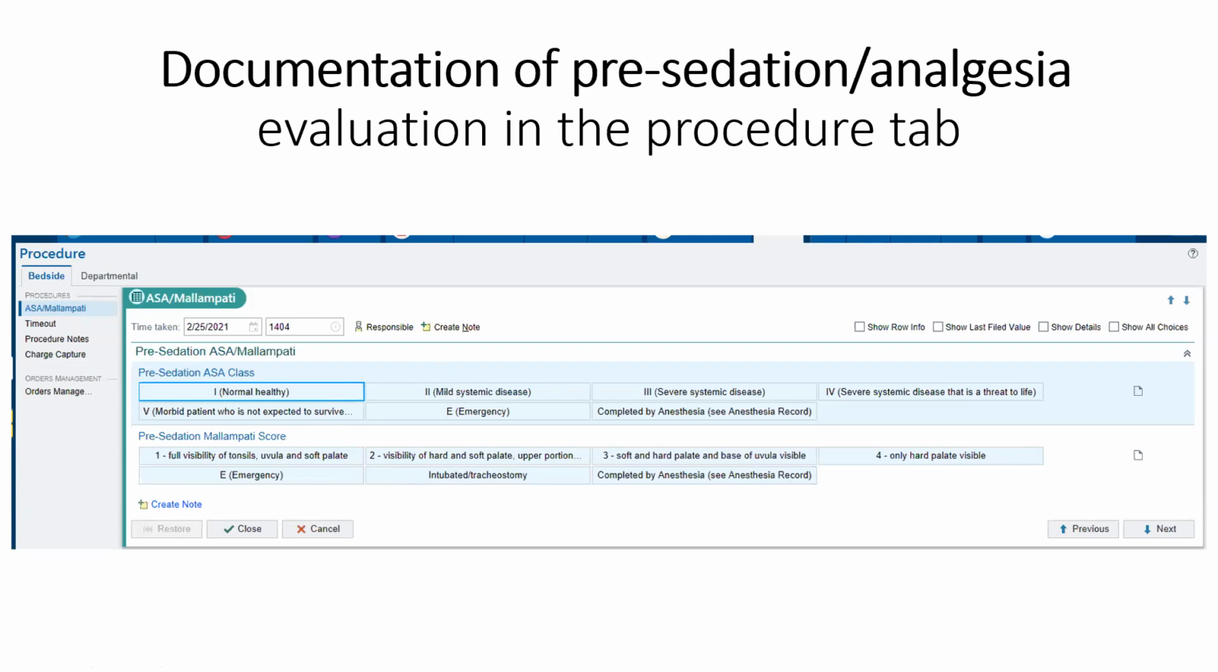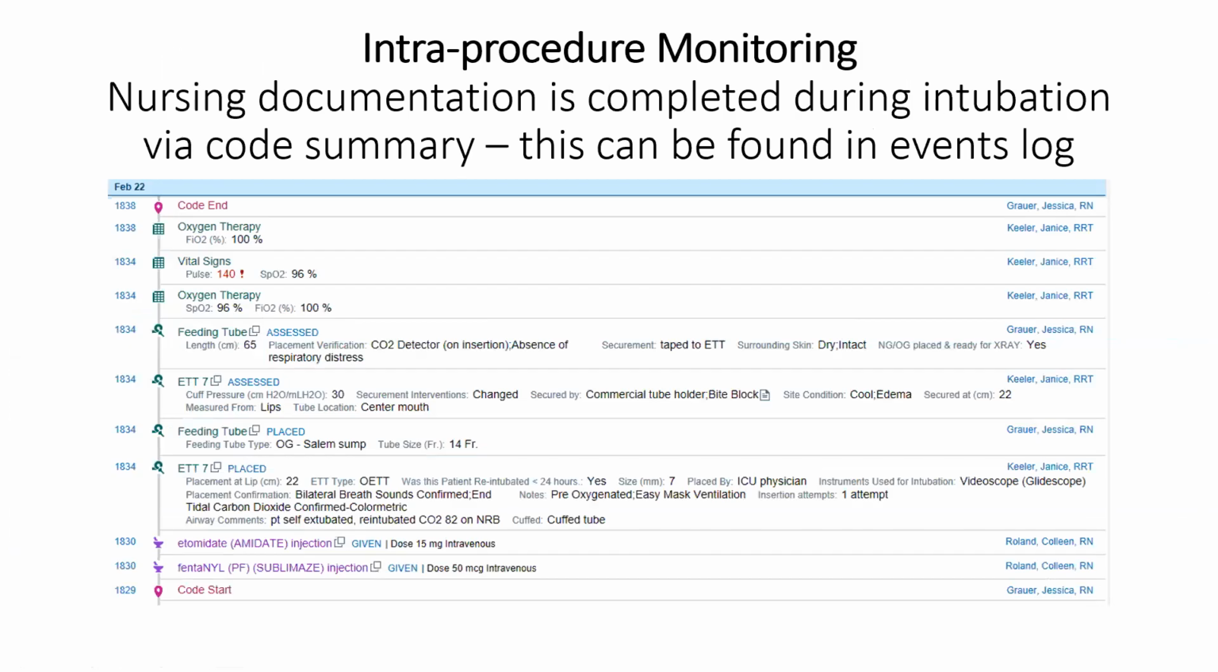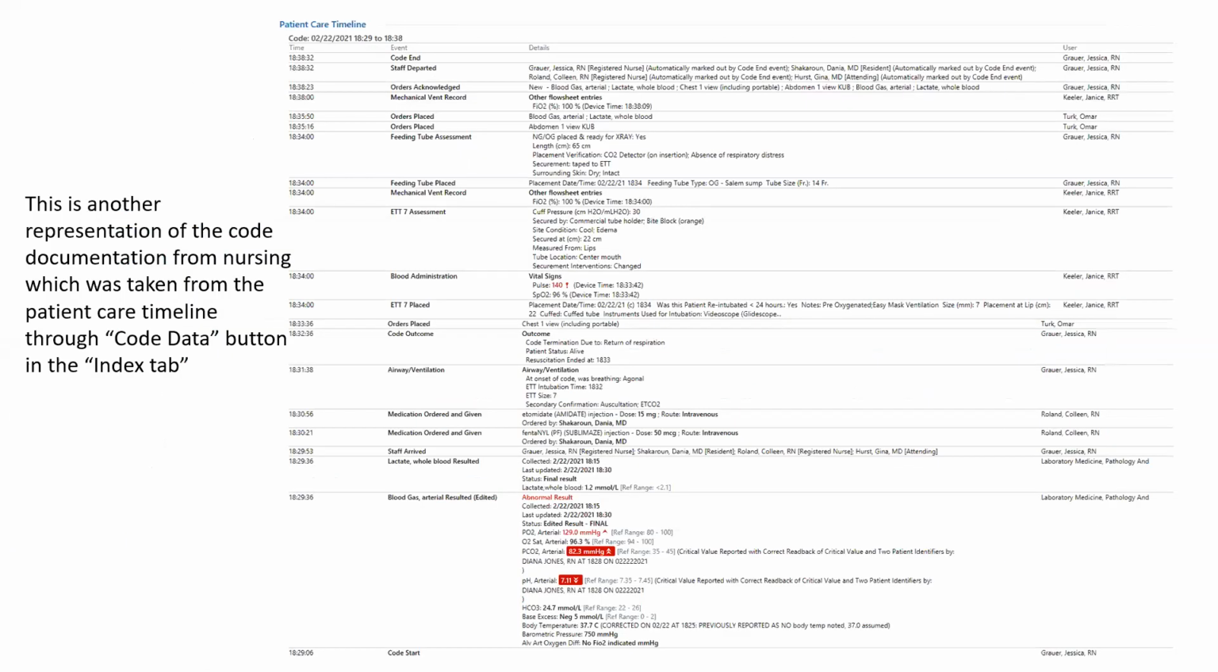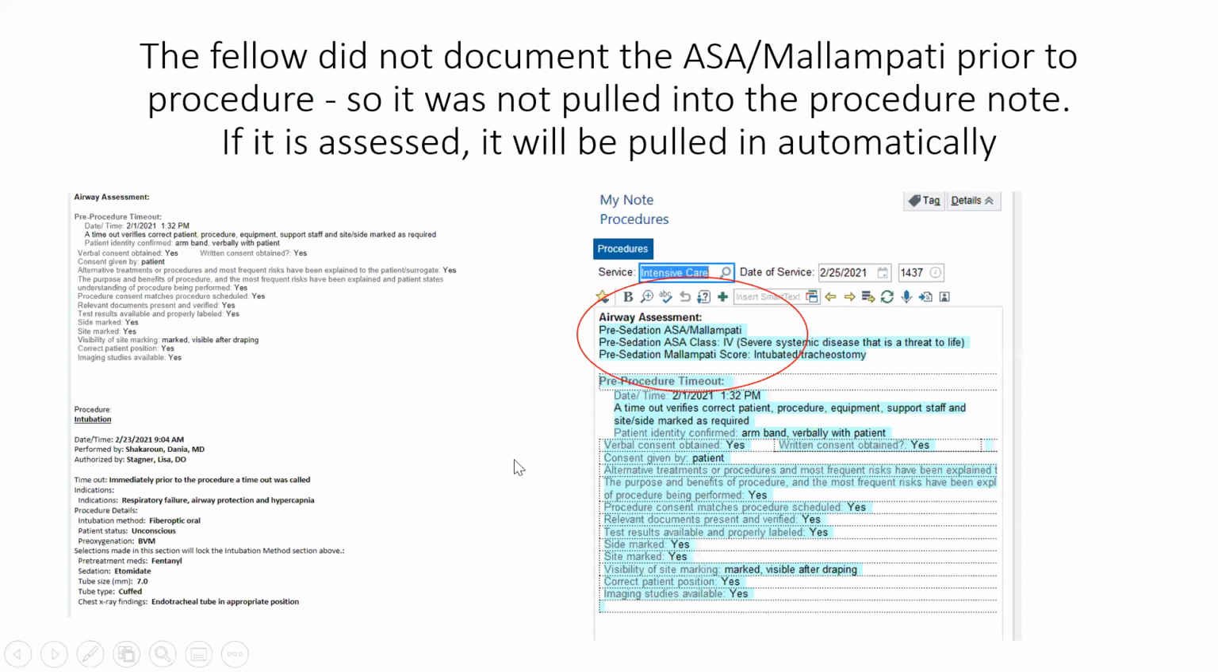But if you are, please make sure that you document this, because this will help us comply with the requirements that anesthesia has set forth. It's important that we have appropriate nursing documentation, but it's already accomplished by our nursing via the code summary, and so that won't be an issue that you'll have to be conscientious of.